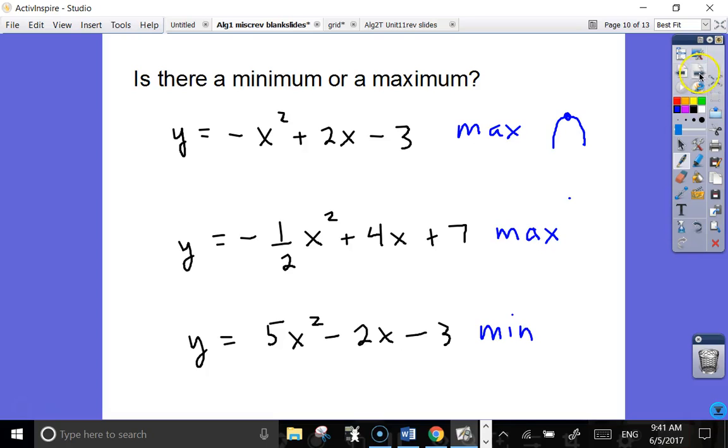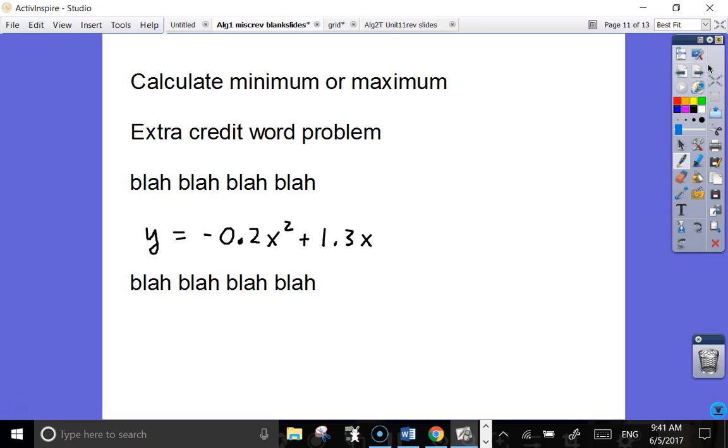Okay, last. There's going to be an extra credit word problem, which again is going to have a lot of words in it. And then there's going to be an equation in the middle of it. And then there's going to be some words at the end. It's going to say find the minimum or the maximum.